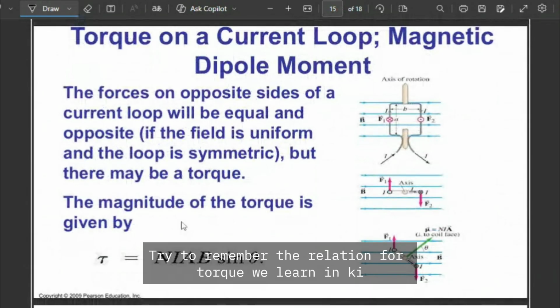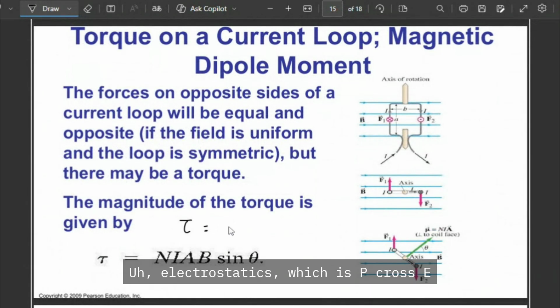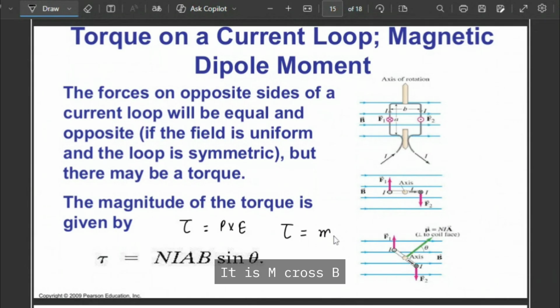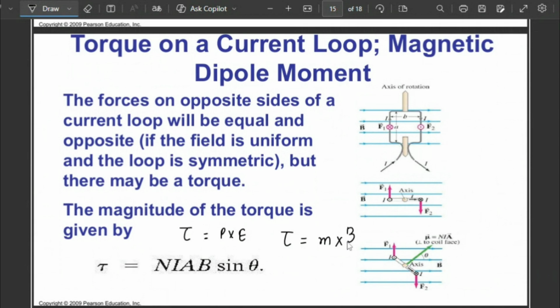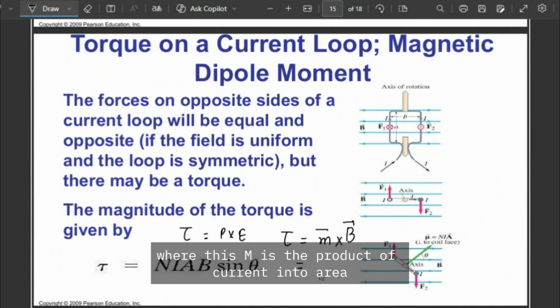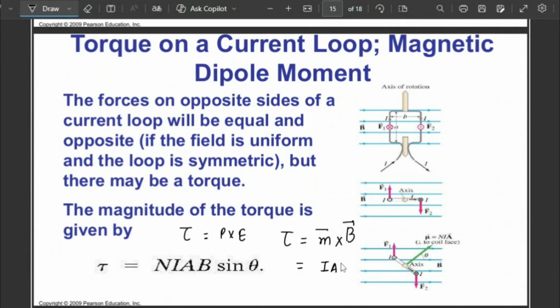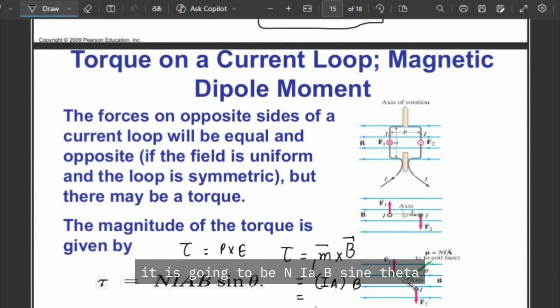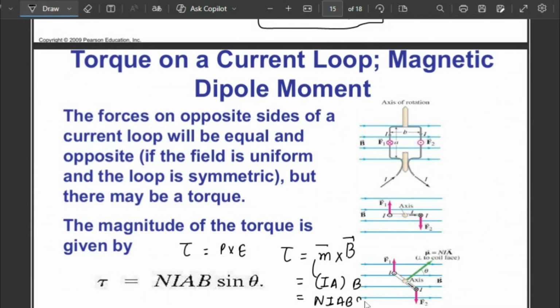Try to remember the relation for torque we learn in electrostatics, which is P cross E. Here it's a little different. It is M cross B. In magnetism, the torque relation becomes M cross B, where this M is the product of current into area. For number of loops, it is going to be NIAB sine theta.